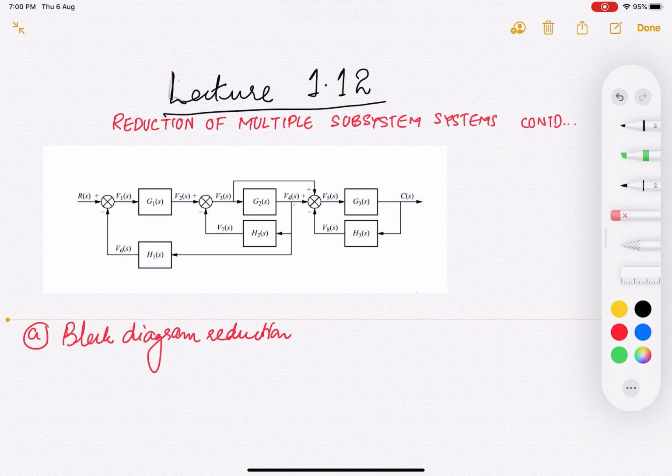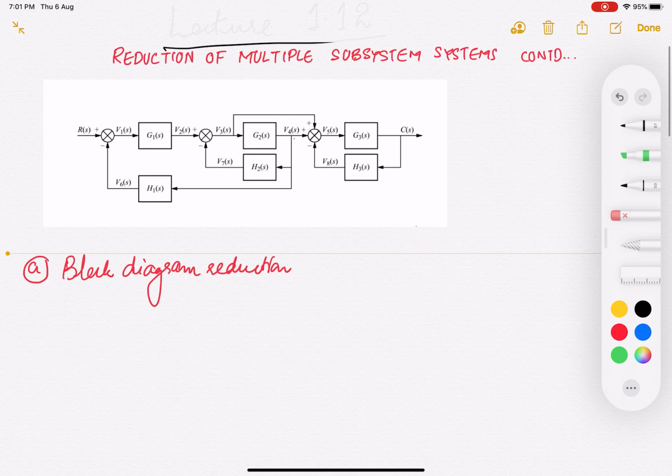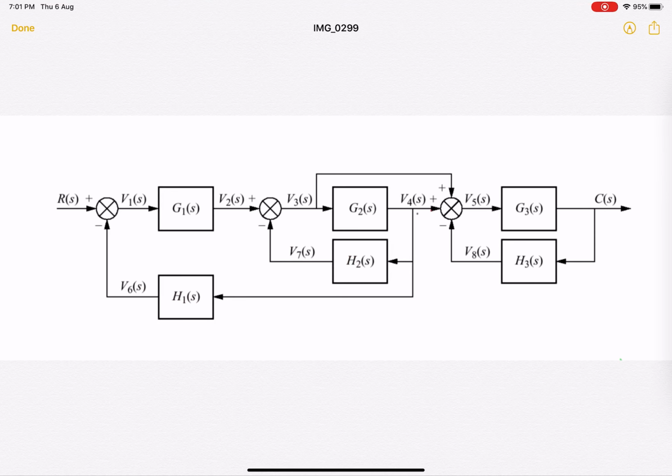Welcome to lecture 1.12. We'll continue with what we were doing previously. We had taken up this example and were trying to simplify this system and convert it into a single transfer function. In lecture 1.11, we took this pick-off point of V3(s) and moved it past the block G2.